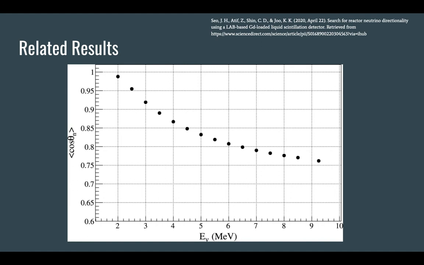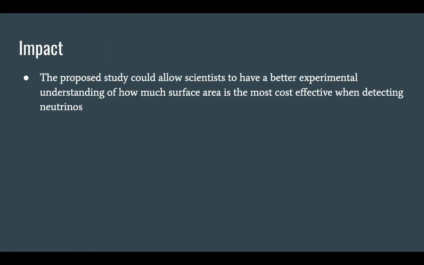And then this shows a relationship between the incoming neutrino and the direction of the neutron it was measuring. It's from the same article, and it was the one where it applied it to neutrons to see if it could work. And there was a real correlation between the incoming neutrino and the neutron. So take what you will with that. And then the impact is that our proposed study could allow scientists to have a better experimental understanding of how much surface area is the most cost effective when detecting neutrinos. And that's my presentation. Thanks for watching.